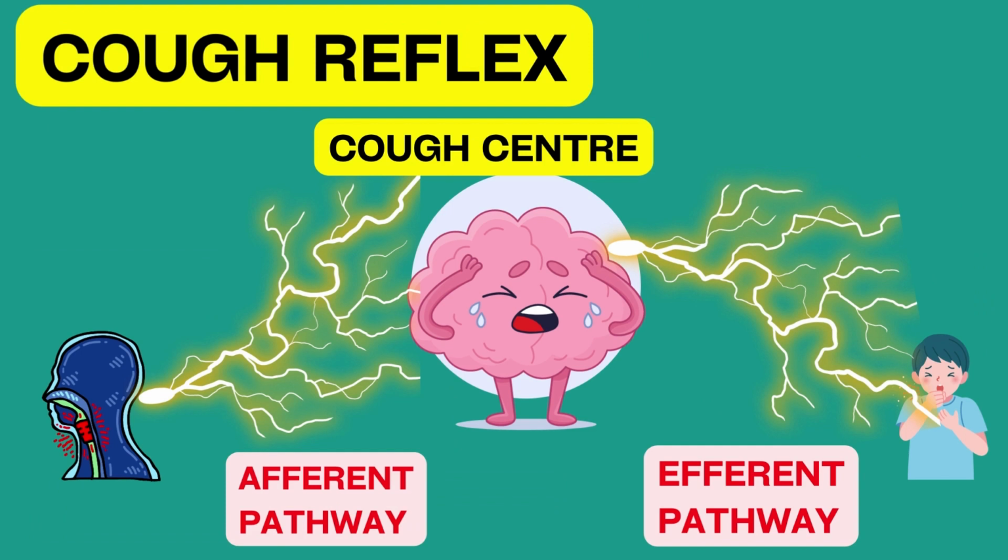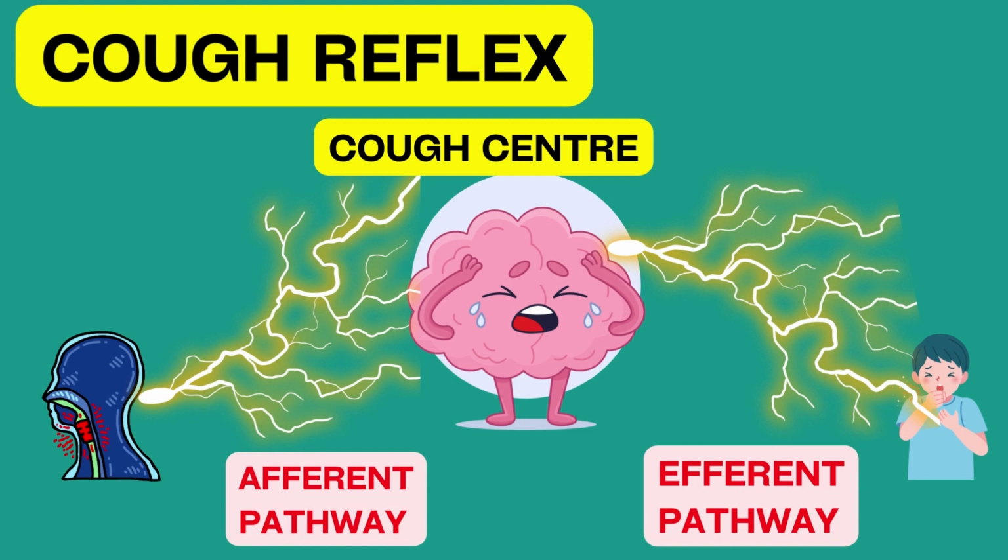The cough reflex consists of three key elements, that is the afferent pathway, the cough center, and the efferent pathway. Let us first talk about the afferent pathway. The upper airways are innervated with branches of the vagus nerve. When the nerves are stimulated, an impulse is generated and travels to the cough center, which is located in the higher brain stem and pons.